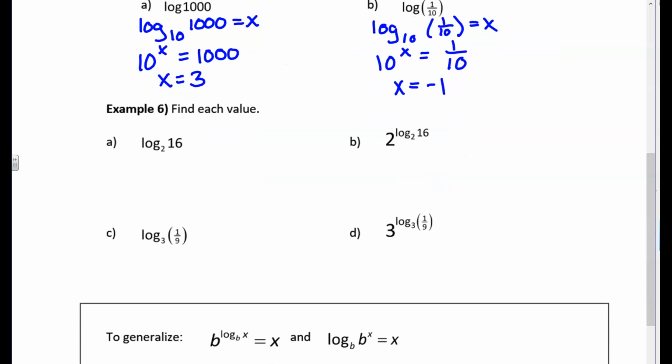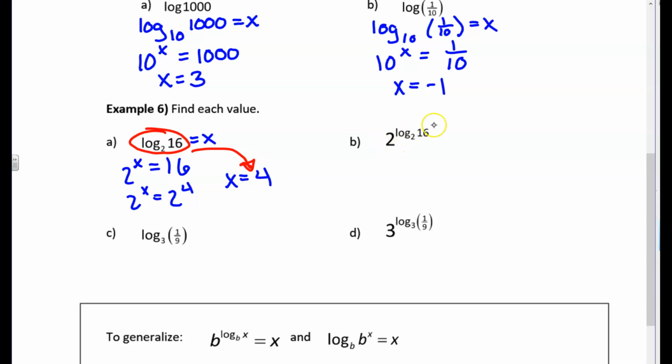All right, down here we're going to find each value. Again, we're setting these equal to x. So 2 to the x equals 16. Well, 16 is the same thing as 2 to the 4th. Therefore, my x value is 4. This one's a little bit different because now I've got 2 to the log base 2 of 16. And if you notice, we just solved log base 2 of 16 to be 4. Therefore, in 2 to the log base 2 of 16, I can exchange out this piece here to make that 2 to the 4th, which is just 4.